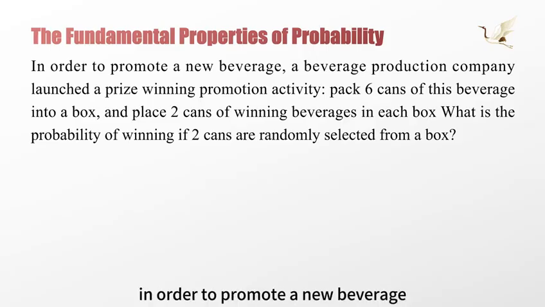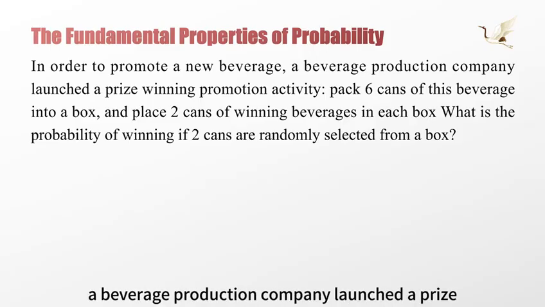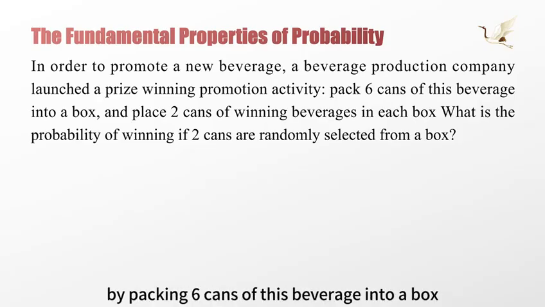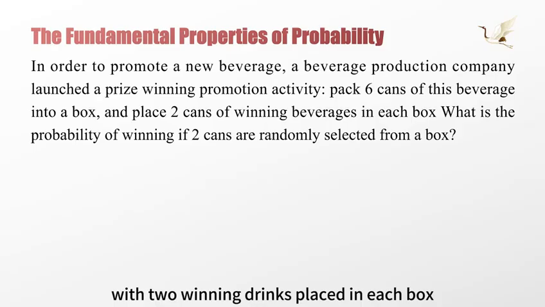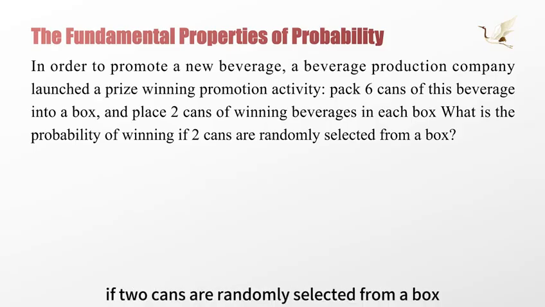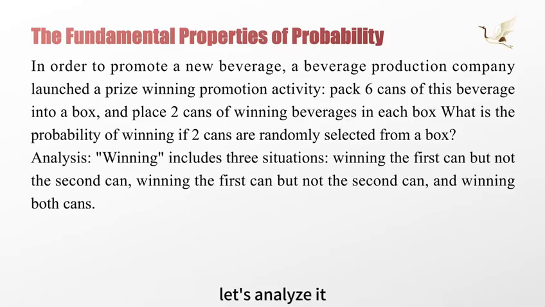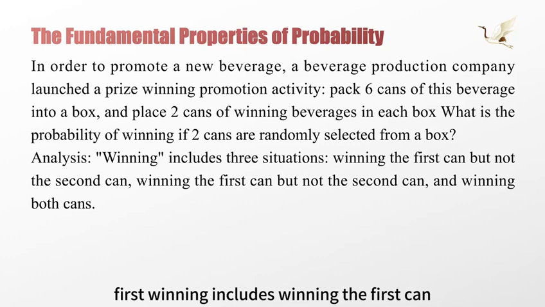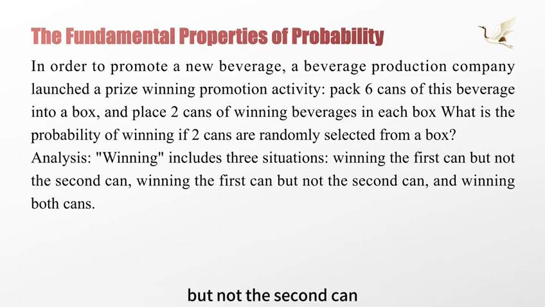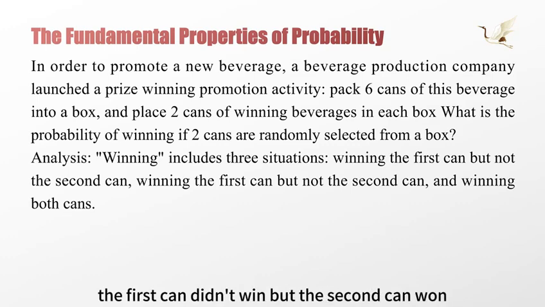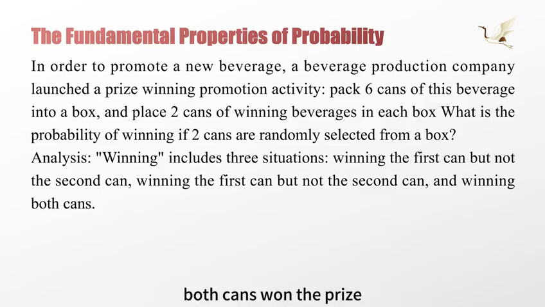In order to promote a new beverage, a beverage production company launched a prize-winning promotion activity by packing 6 cans of this beverage into a box, with 2 winning drinks placed in each box. What is the probability of winning if 2 cans are randomly selected from a box? Let's analyze it first. Winning includes winning the first can but not the second can, the first can not winning but the second can winning, and both cans winning.